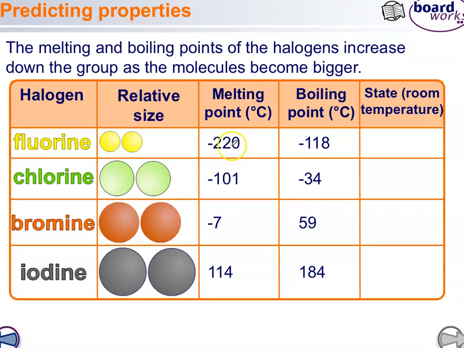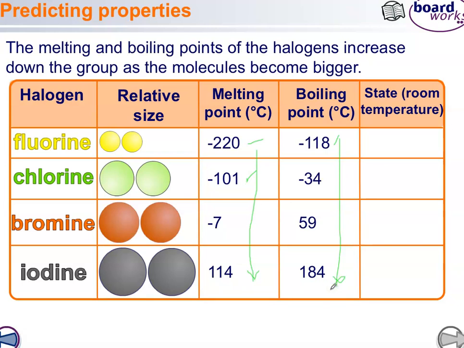So over here we have fluorine with melting point of minus 220 and boiling point of minus 118, chlorine melting point of minus 101 and boiling point of minus 33, bromine minus 7, and iodine 114. Now you realize that the melting point increases as you go down the group, and the boiling point also increases as you go down the group.